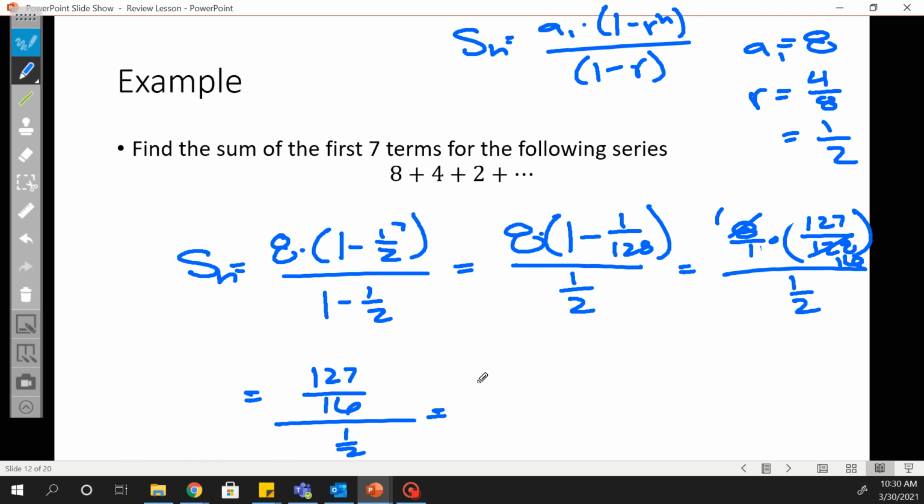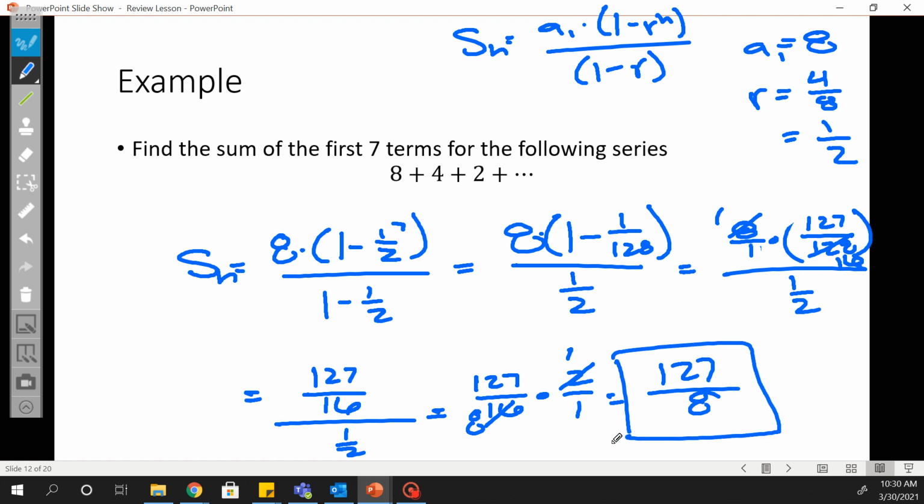So this is 127 over 16 divided by 1/2, which is times 2 over 1, because you flip this. Now this numerator and denominator have a factor in common, a factor of 2. So 2 goes into 2 one time, 2 goes into 16 8 times. So we end up with 127 over 8. And that's the sum of the first 7 terms of this geometric series, and we found that just by using this formula.